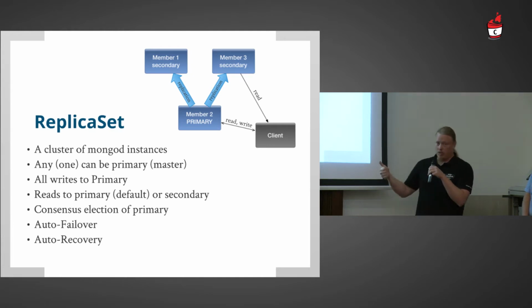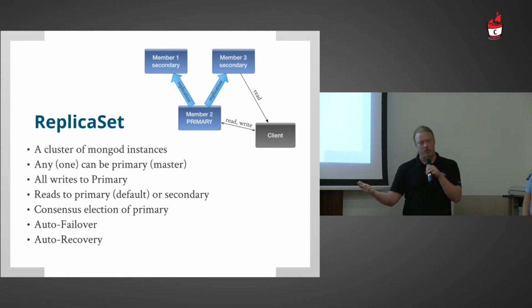So all writes go to the primary, and reads by default go to the primary too, but you can set a flag per connection. When you set this to true, this is the slave OK flag, then reads will go to your secondaries. And that way you can scale up your reads. Any questions so far? Looks good.